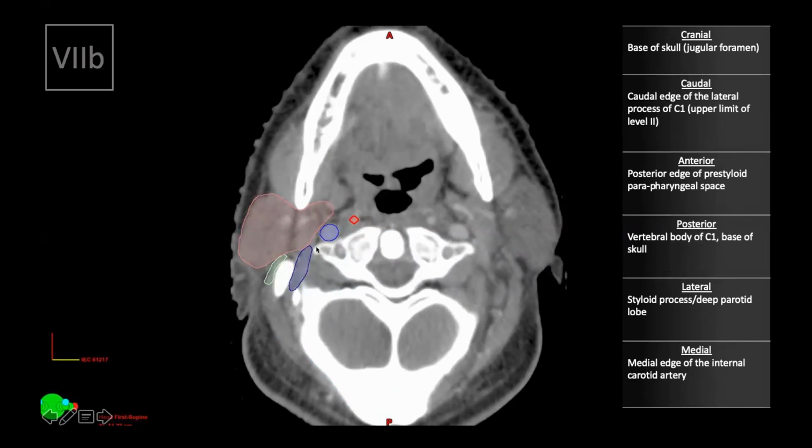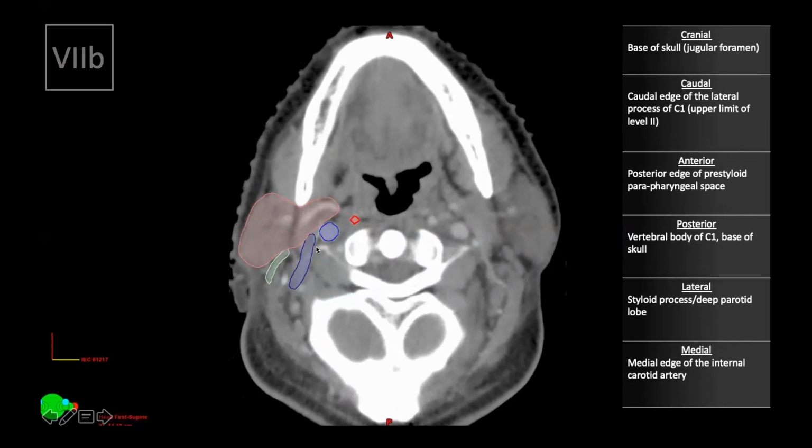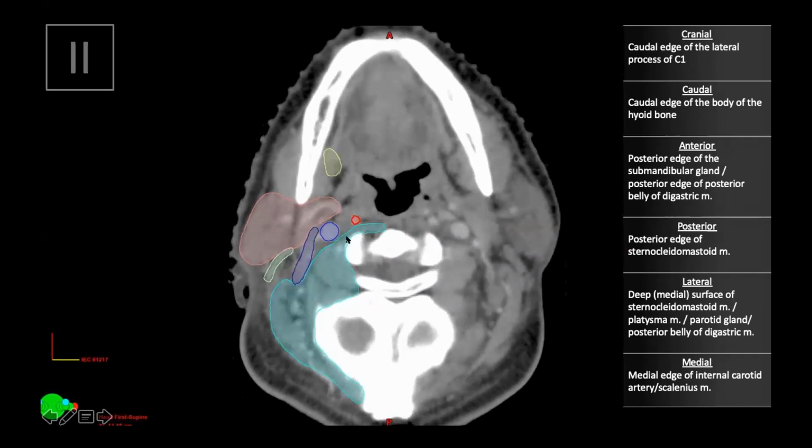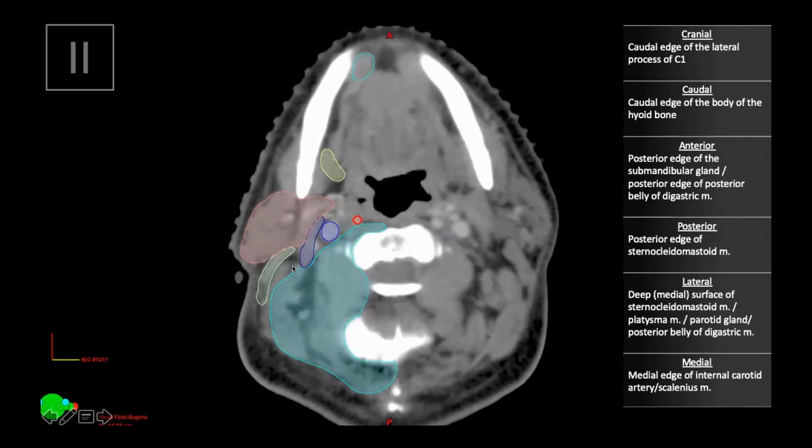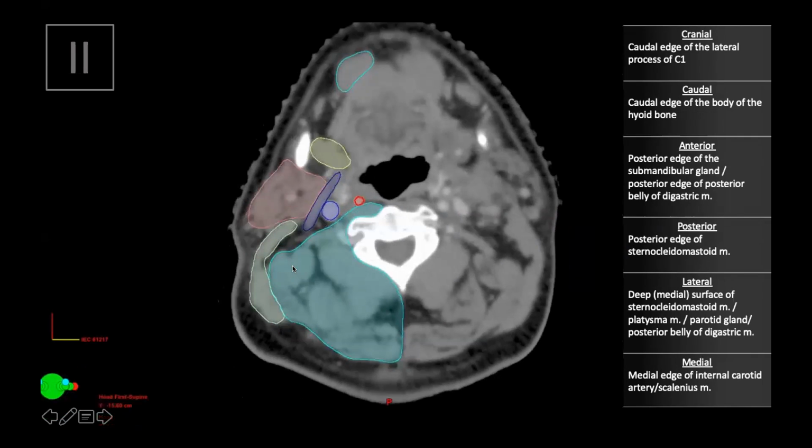Now I'm going to scroll caudally. As I go down, the transverse process of the first cervical vertebra ends over here. So there are no targets in this. This is only boundaries, just to show you how the anatomy looks. So here your level 2 contouring will start. I'll scroll down a little lower. The anatomy is much more clear.